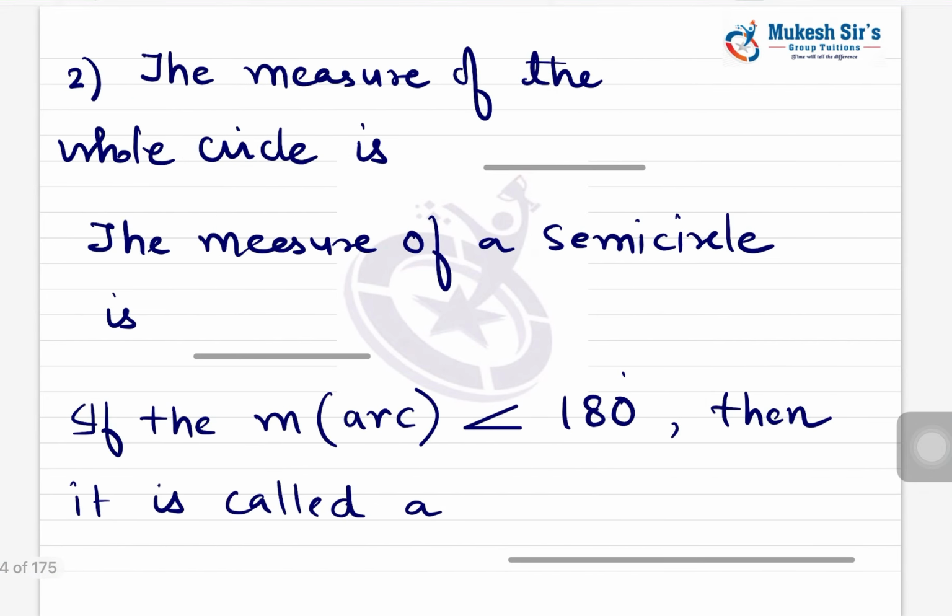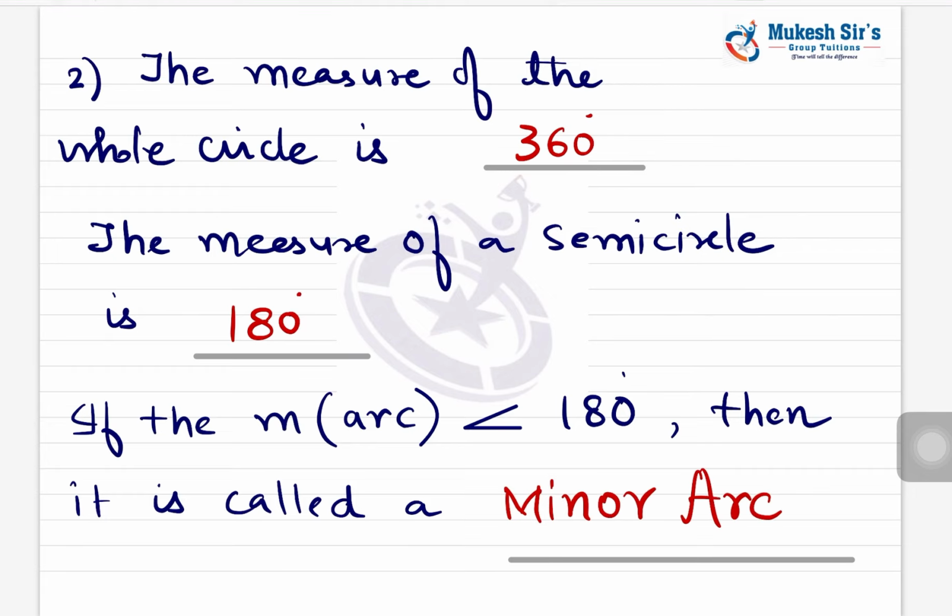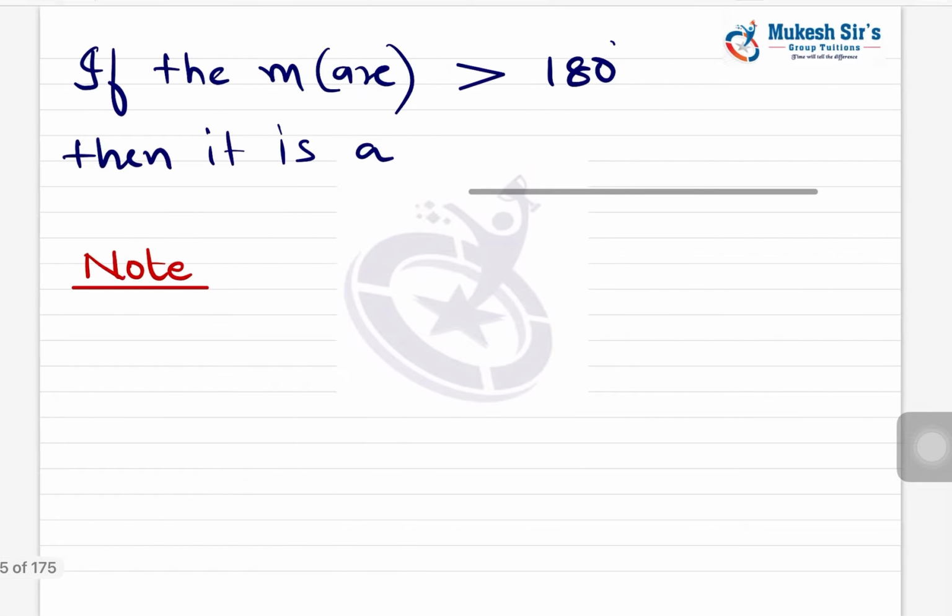So tell me, what's the measure of the whole circle? The measure of the whole circle is equal to dash. है ना, पूरा circle का measure will be equal to 360 degrees. The measure of a semicircle is equal to 180 degrees. If the measure of an arc is less than 180 degrees, it's called a minor arc. If the measure of an arc is greater than 180, then it's called a major arc.